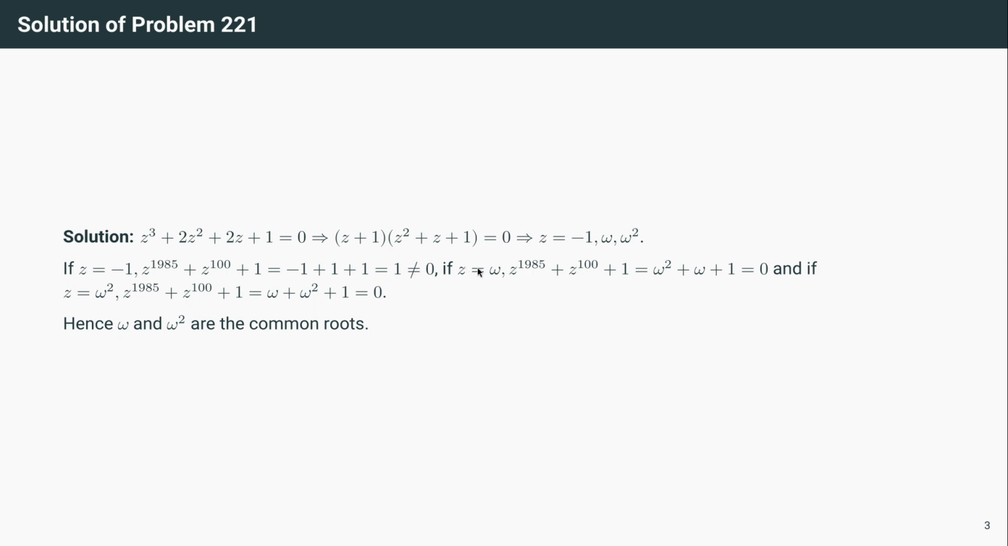But if we substitute z is equal to omega, z to the power 1985 will become omega square, and z to the power 100 will become omega, plus 1, which will be 0. And if z is omega square, then z to the power 1985 will become omega, z to the power 100 will become omega square, plus 1, which is equal to 0. So we see that omega and omega square are the common roots.